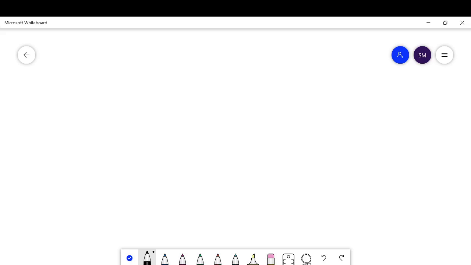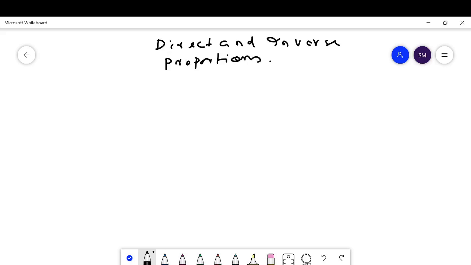Dear students, in my last session we discussed compound interest. Today we continue with direct and inverse proportions.